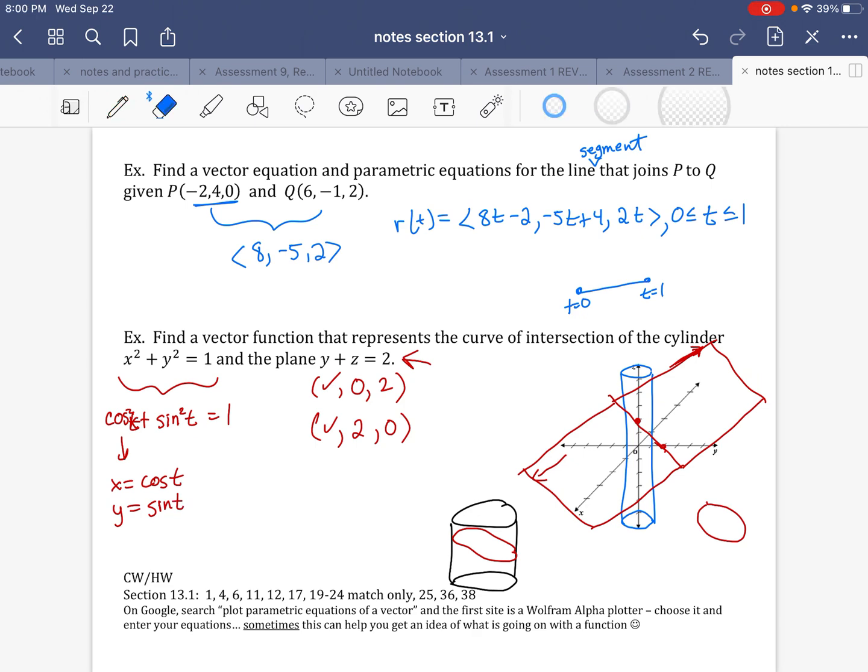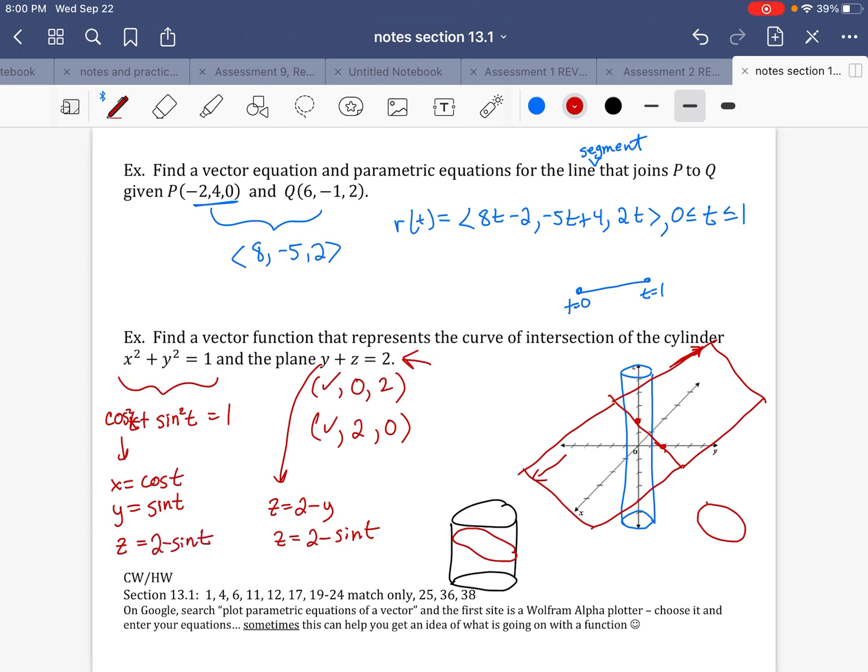And I've been given something that I can use to find z, because I don't have a z in this problem. What I've been given is this equation over here. y is equal to 2 minus z. So z, I wanted to solve for z, not y, I already have y. z is equal to 2 minus y. So z is actually equal to 2 minus y, and y is sine t. All right, so 2 minus sine t.